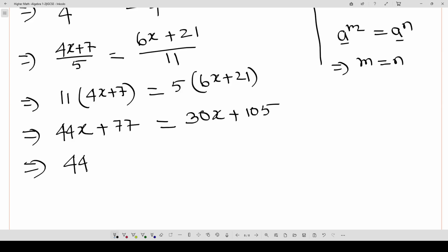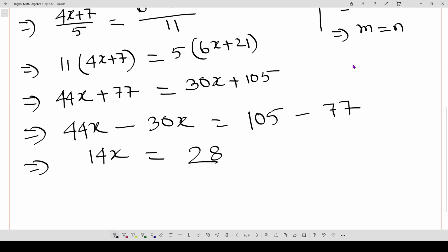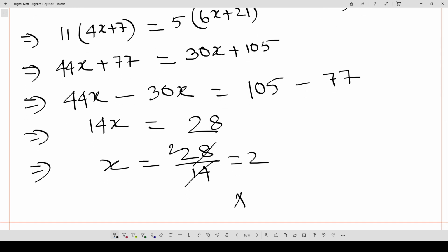So here is 44x minus 30x and 105 minus 77. 44x minus 30x means 14x. And here 15 minus 7 is 8, carry 1, 10 minus 8 is 2, so 28. Now we are dividing both sides by 14, so x equals 28 divided by 14, so it will be 2. So we can say our answer is x equals 2.